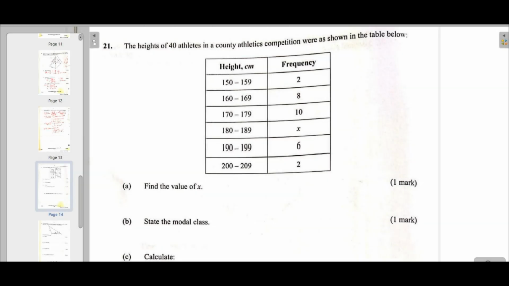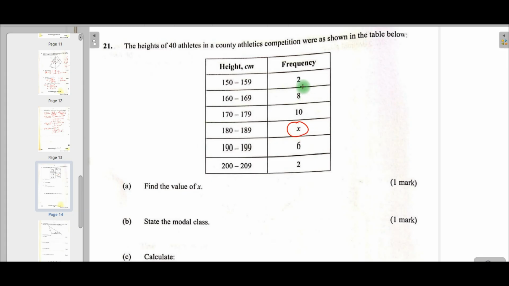So for question 21, the height of 40 athletes in a county athletics competition was shown in the table below. So that is the table for the height in centimeter and the number of athletes. We are required to find the value of x. To get the value of x from the table, here is where we have x, and we need to find that value.